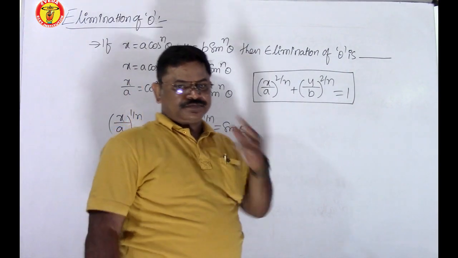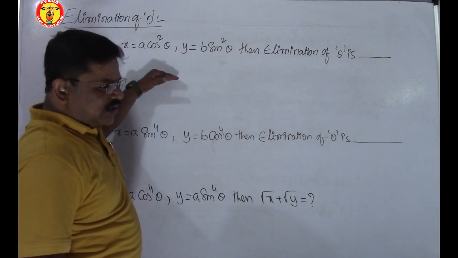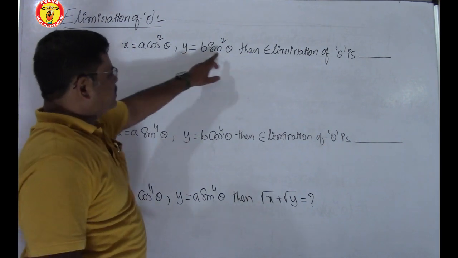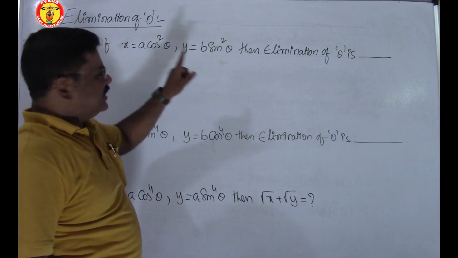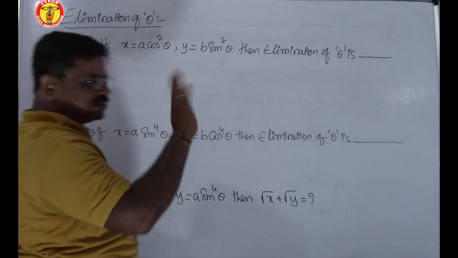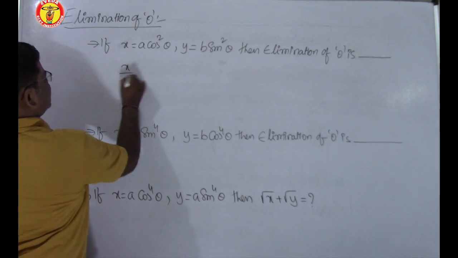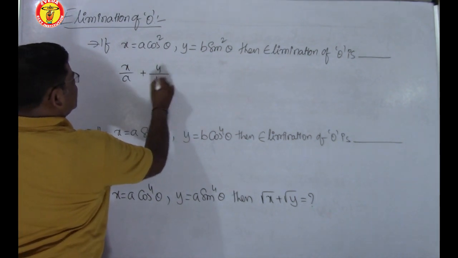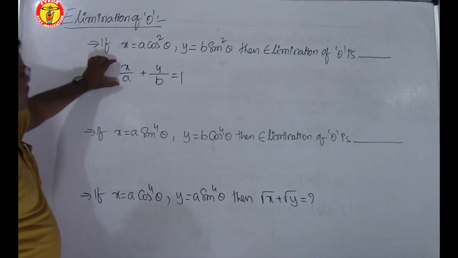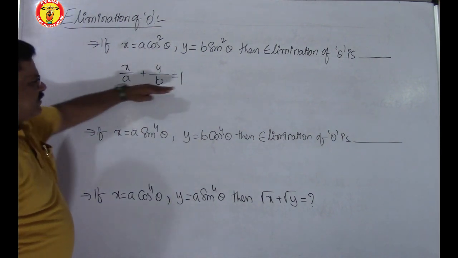Is it clear? Now, if you see this problem and compare it with our previous problem, what is the difference between the previous problem and this problem? There the power was n, here the power is square. So here the functions are already squares, so there is no need of squaring on both sides. What can we write? x by a plus y by b is equal to cos square theta plus sin square theta, which is equal to 1. The meaning is, x by a plus y by b is equal to 1. This is our final answer.